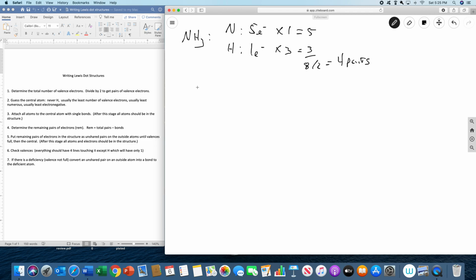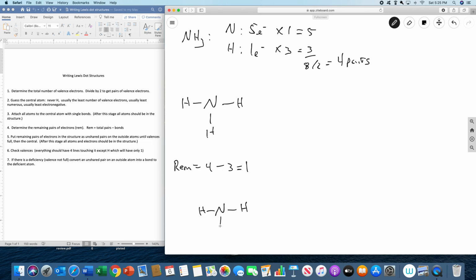All right. So now what we're going to do is we're going to write nitrogen, and we're going to put the hydrogens around it. 1, 2, 3. All right. Now, that's steps 1, 2, and 3. Now we're going to count our remaining pairs. Well, we had 4. We've used 1, 2, 3. That means we have 1 pair of electrons that we have to put in that structure. Now I recommend that when you draw these, at each step that you're going to do something, redraw it.